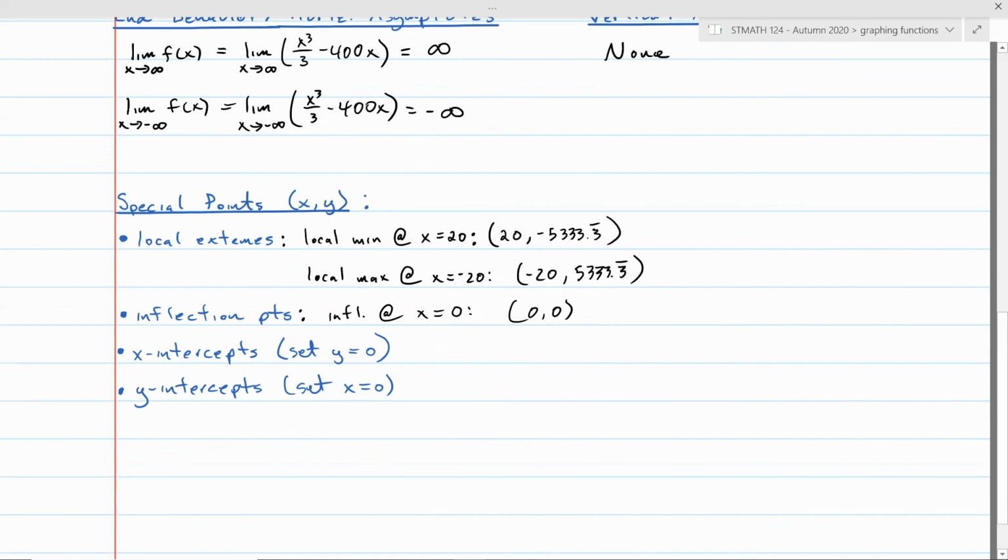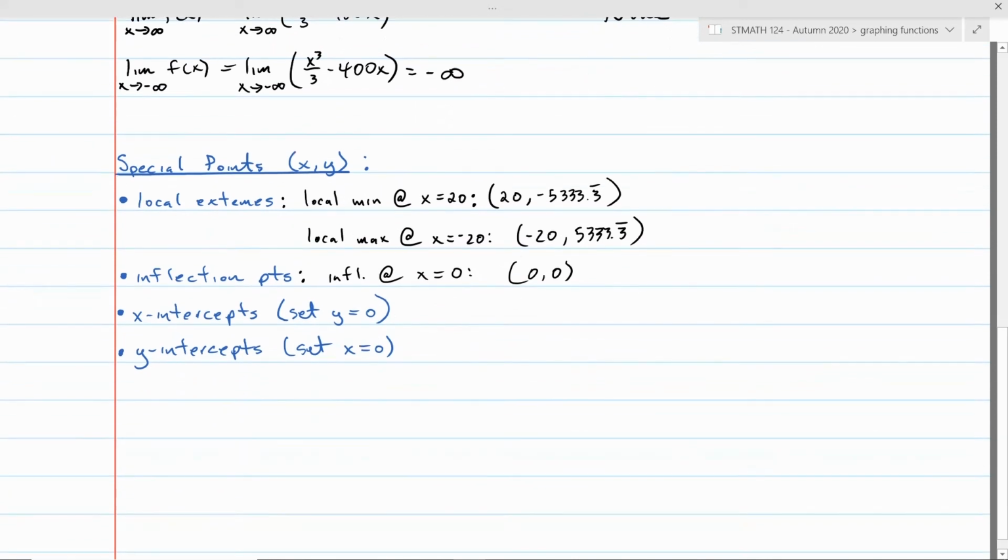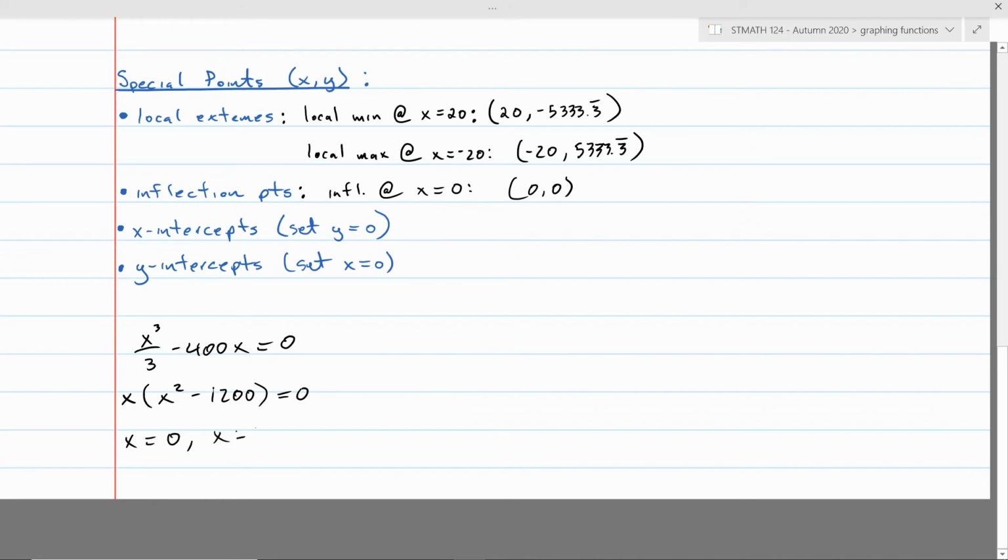Let's see if we can determine x-intercepts easily. So x-intercepts are where you just take the whole function and set it equal to 0. So if I take x cubed over 3 minus 400x, it's easy to set that equal to 0 and solve. And maybe it's not so bad. If I multiplied through by 3 and factored out an x, it'd look like x times (x squared minus 1200) equals 0. So at x equals 0 and x equals plus or minus the square root of 1200, which is 100 times 4 times 3, so that'd be 10 times 2, which is 20 square root of 3. And we can punch that into a calculator to get the decimal value of it. But yeah, we have x-intercepts at x equals 0 and x equals plus or minus 20 square root of 3.